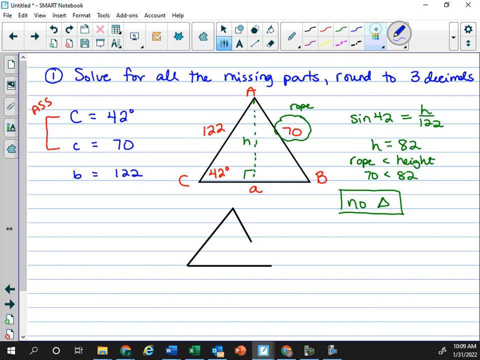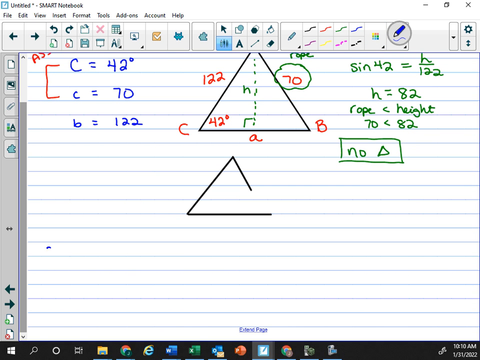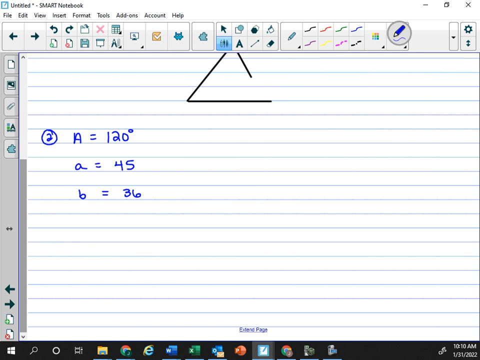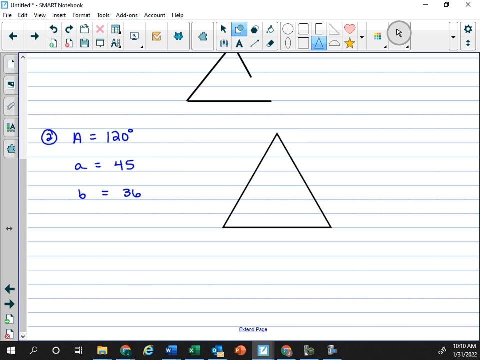All right, we okay with number 1? Okay, let's try number 2. Let's do A is 120 degrees. Little a is 45. Little b is 36. Okay, I want you guys to try to label your triangle. I'll give you a minute to do that.